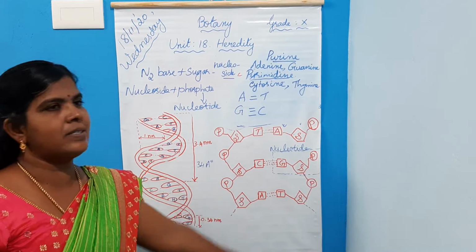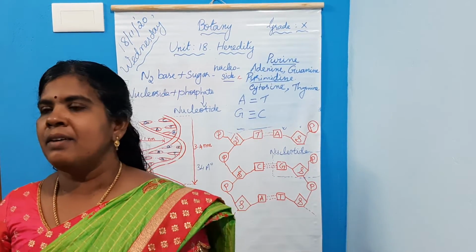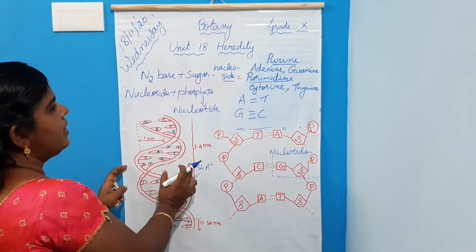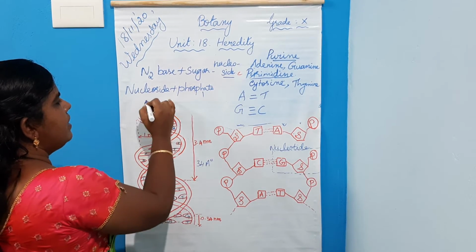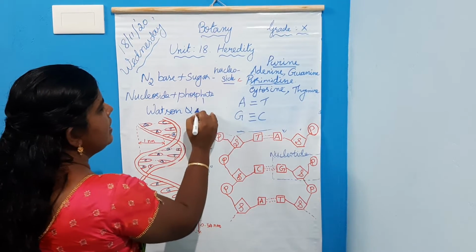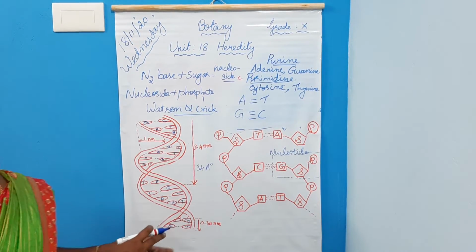This is the structure of DNA. The model of DNA is proposed by Watson and Crick, James Watson and Francis Crick. This is the model of Watson and Crick.